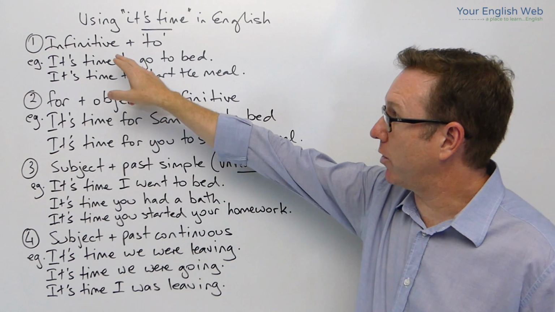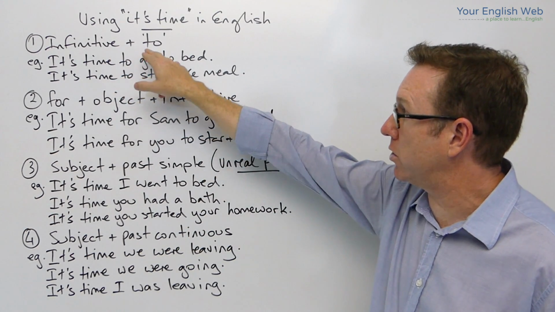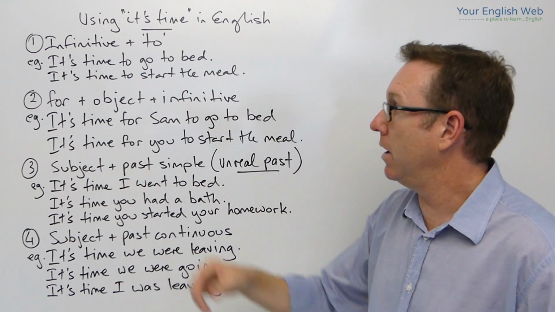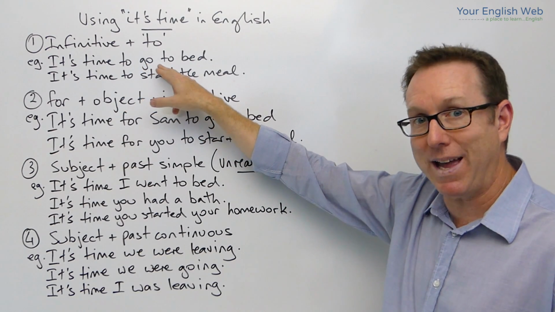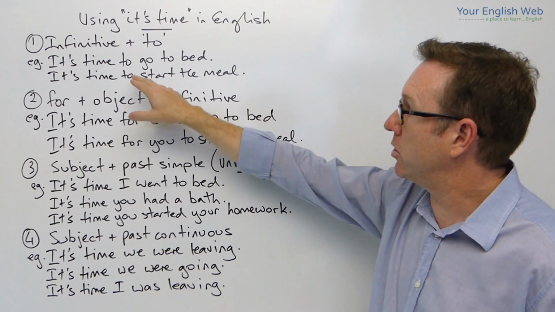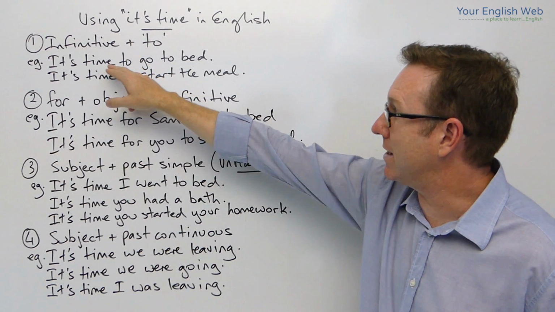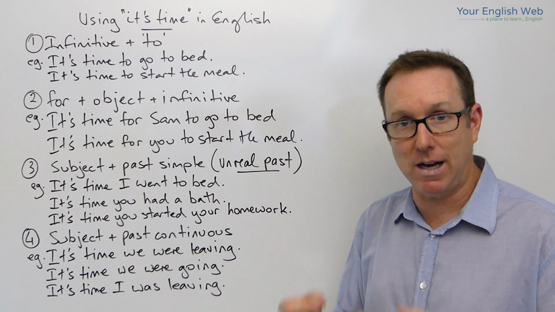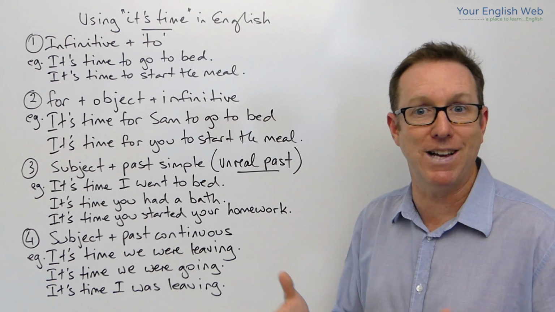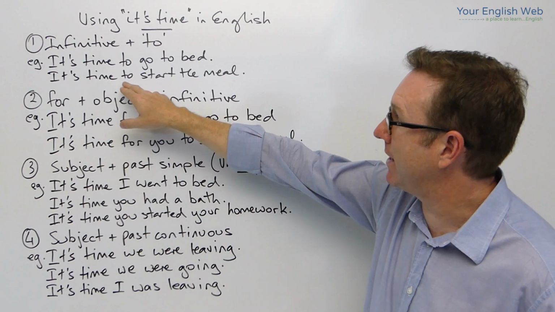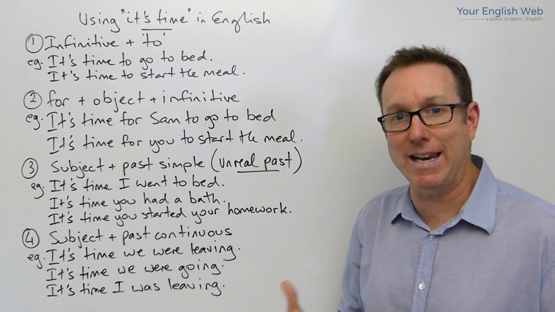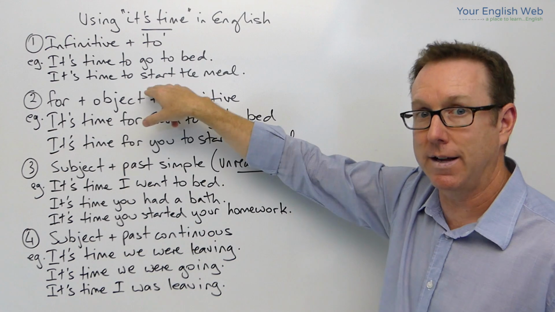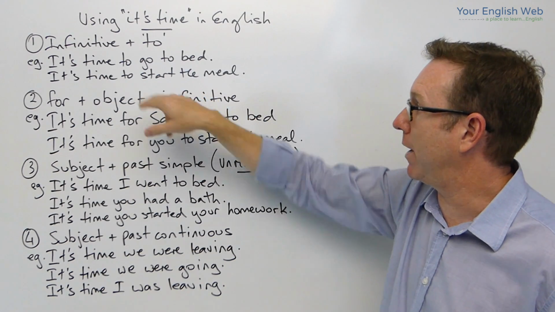Now, the first one we're going to look at is the infinitive with to structure with "it's time." Of course, you open the sentence with "it's time." So it's time to go to bed. So we can see here the infinitive with to. It's time to go to bed, meaning that it's the right moment. Okay, so fairly simple. The second one is "it's time to start the meal." Again, it's the same structure, the infinitive with to, it's time to start.